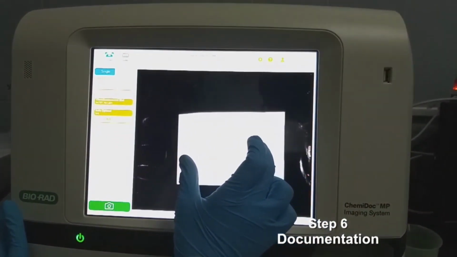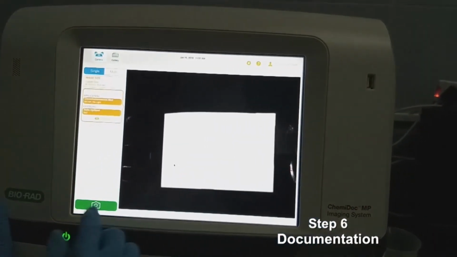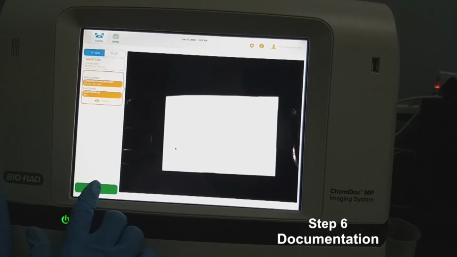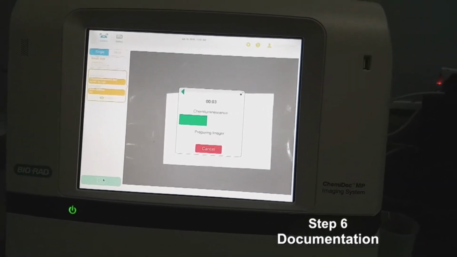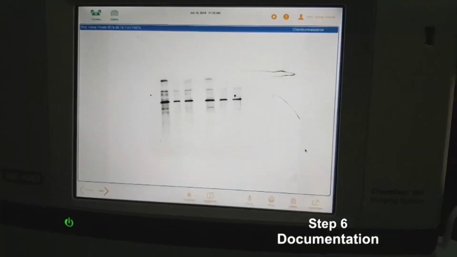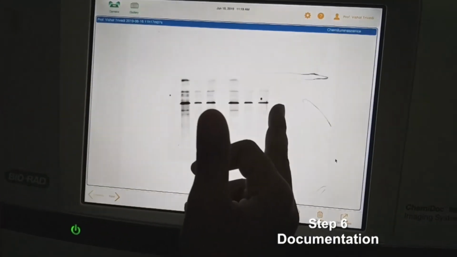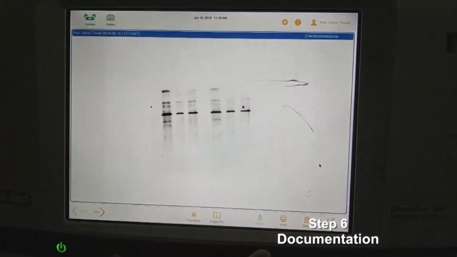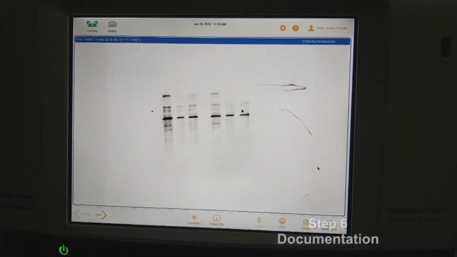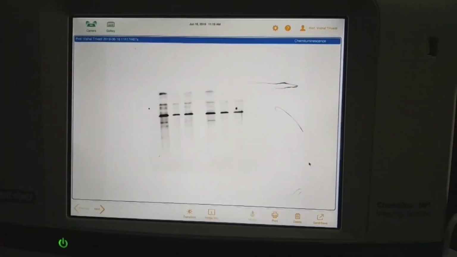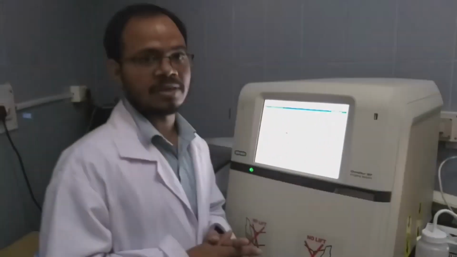You can enlarge the blot also. Once it is over, you just say go. This is the developed blot, and we can see the band pattern. This is how we develop a Western blot through the electrochemiluminescent substrate.